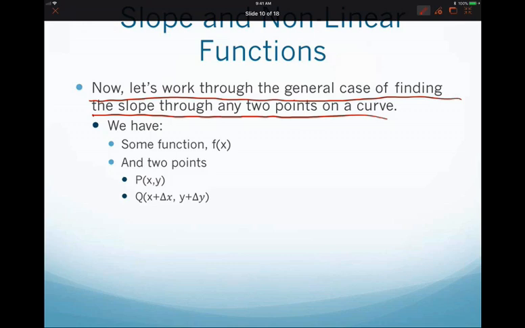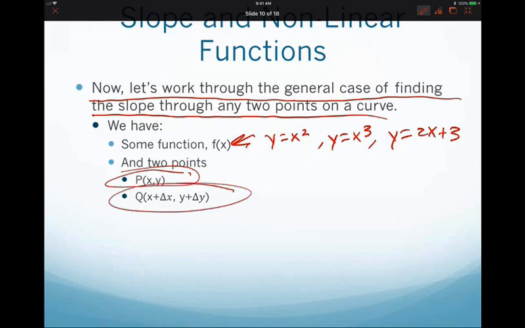So that is any function. We're going to start with some function f of x. It could be y equals x squared. It could be y equals x cubed. It could be y equals 2x plus 3. It can be whatever we want, any function of x. And we're going to start with our 2 points, P and Q. P can be any point, and Q is any other point, but we put the coordinates in relation to P, because remember, eventually we're going to move Q closer and closer to P.